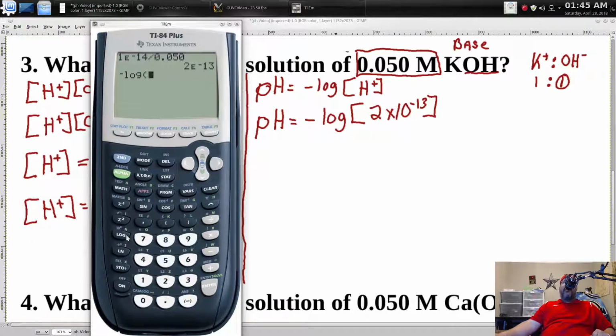Alright, so we have the negative log of 2 times 10 to the negative 13. Alright, double check everything. We've got negative log, we've got 2 times 10 to the negative 13. So let's go ahead and punch that in. That's going to give us that number. So let's write that down.